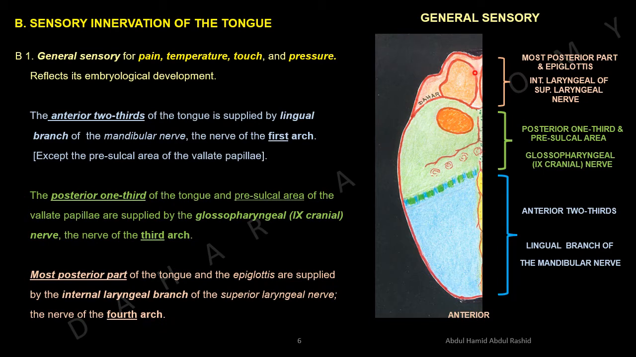So the most posterior part will be supplied by the internal laryngeal nerve, which is the branch of the superior laryngeal nerve. The posterior one-third and pre-sulcal area together will be supplied by the glossopharyngeal nerve, that is the ninth cranial nerve. Anterior two-thirds, not including the pre-sulcal area, is supplied by the lingual branch of the mandibular nerve, the nerve of the first arch.